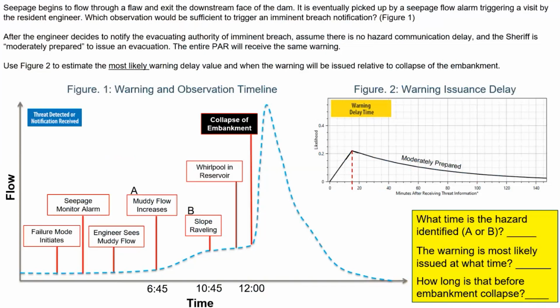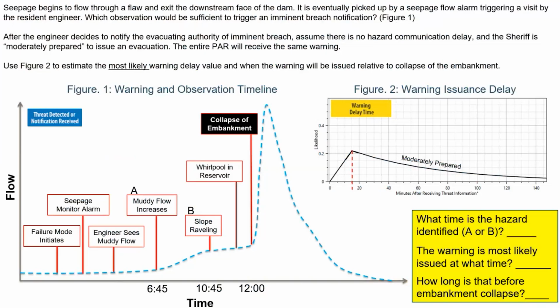Which observation would be sufficient to trigger an imminent breach notification? After an engineer decides to notify the evacuating authority of the imminent breach, assume there's no hazard communication delay. So let's first, you all need to decide the likelihood that warning, our evacuation advisory maybe, would be conveyed to the sheriff around this point, where muddy flow increases, or at this point, where slow gravel increases.